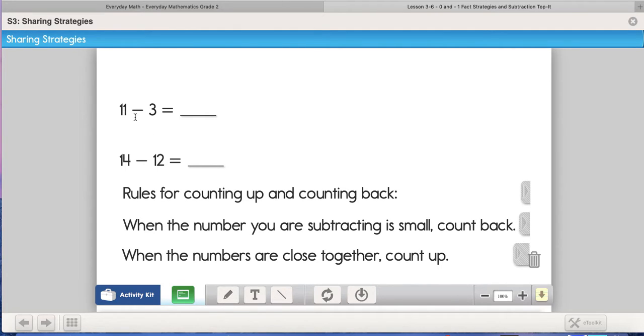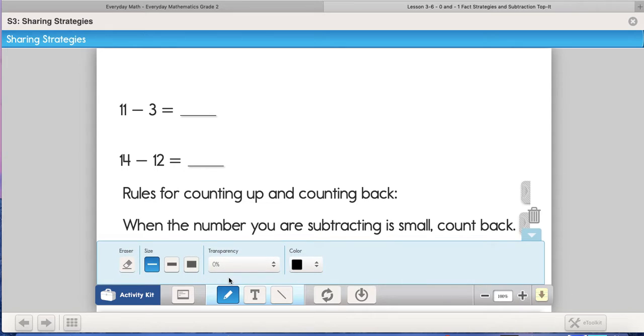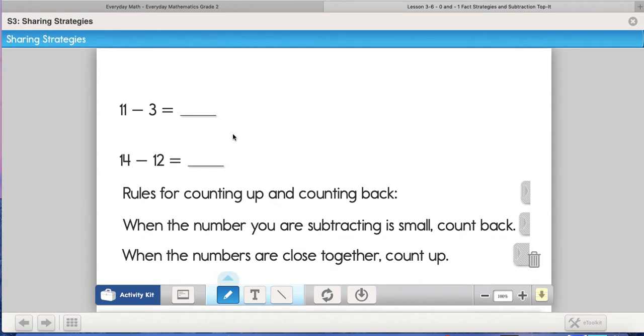We have 11 minus 3. So in this case, it's wanting us to count back 3. Well, 3 is kind of a small number. So if we were to start at 11 and we were to count back 3, 10, 9, 8, it's real easy to count back to find out that 11 minus 3 is 8.